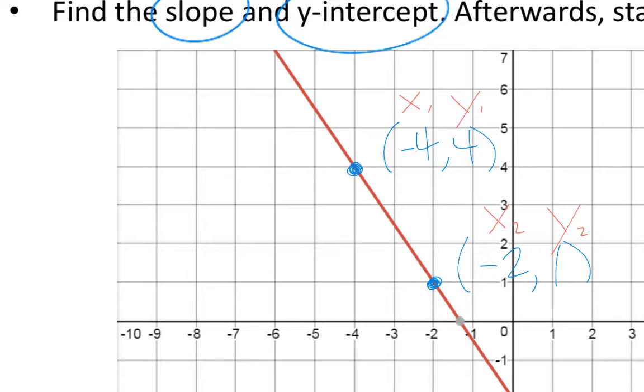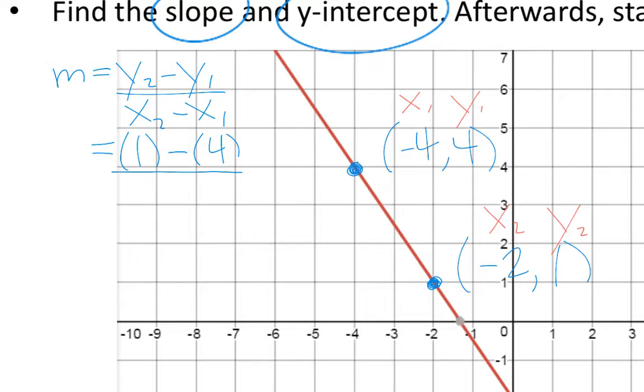Let's use this new slope equation. M is equal to y2 minus y1 over x2 minus x1. We're going to substitute in these values. y2 is 1, I'm going to put that in brackets. y1 is 4. x2 is negative 2. And x1 is negative 4.